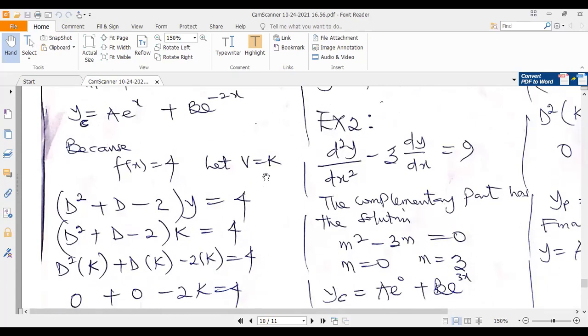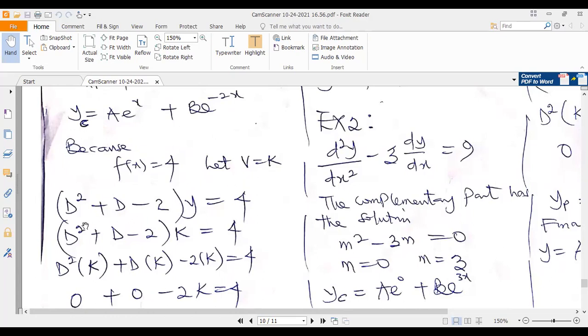Why do I say v is equal to k? There are two reasons. Reason number 1 is that my f of x is 4. Reason number 2 is that y of c, the complementary solution, does not have any constant. Are we together now? Yes, sir. So that is another reason why I say that v is equal to k.